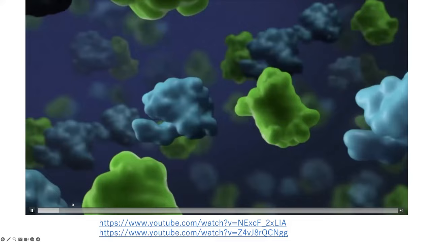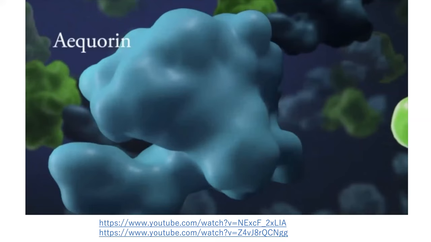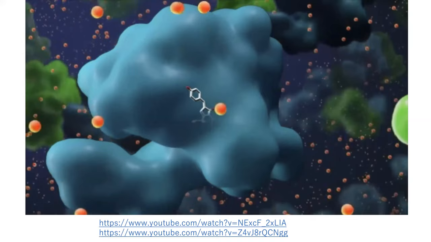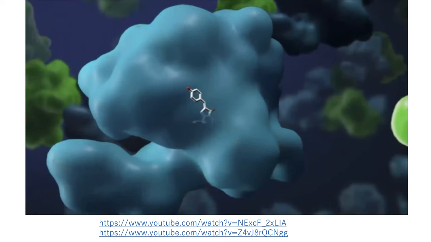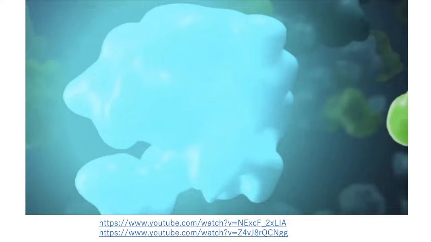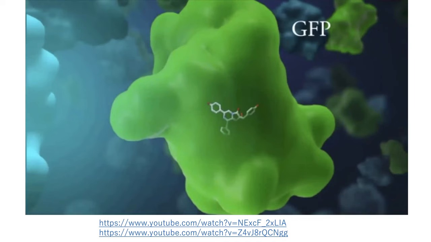A corin is made of three calcium binding domains and a chromophoric ligand called cholinterazine. When aquaria is stimulated, its striated muscles release calcium that binds to these domains. When calcium binds, the protein complex catalyzes into apoaquarin and an excited state of cholinteramide. As cholinteramide relaxes to its ground state, blue light photons are emitted. Through the process of Brett, the blue light produced by aquarin is used to excite the chromophore in nearby GFP.